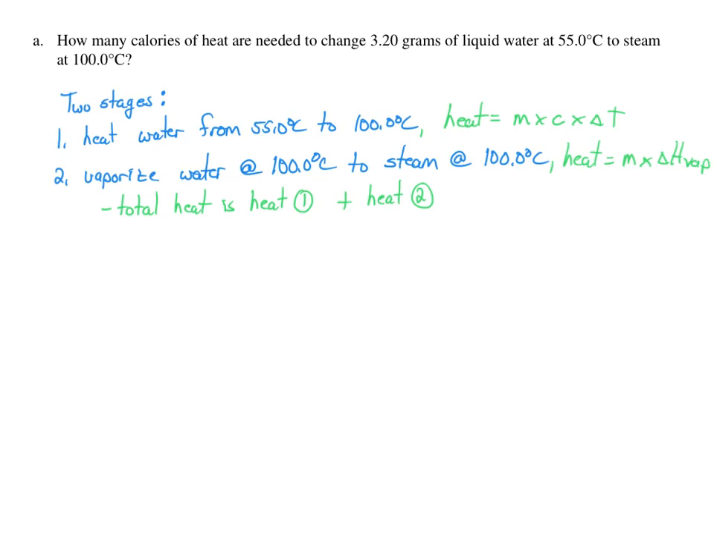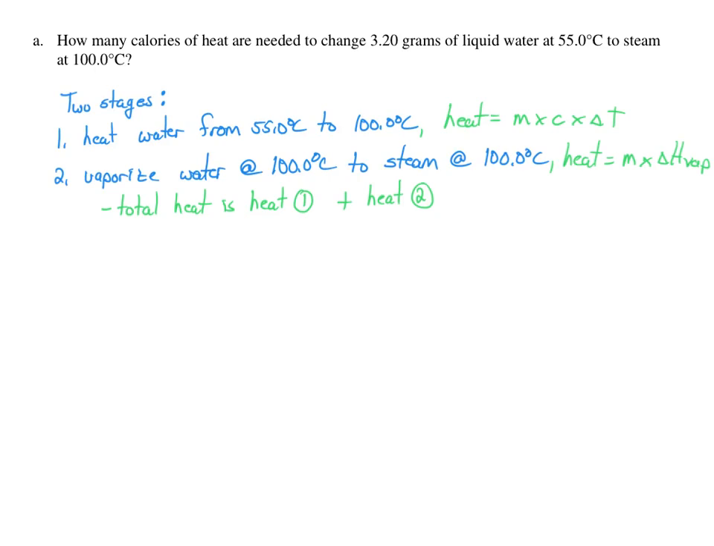So we want to physically understand what's happening in this problem. We're starting with liquid water. It's below the temperature at which it vaporizes. So we first have to take the liquid water and add heat to get it to the transition temperature, or 100 degrees C. That's this step here. Heat water from 55 to 100 degrees C. We calculate this heat as a temperature change, mass times specific heat times delta T.